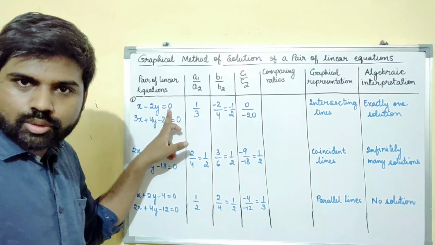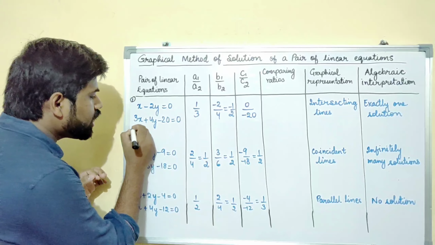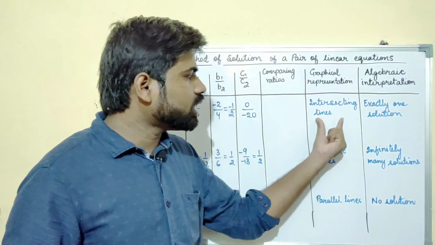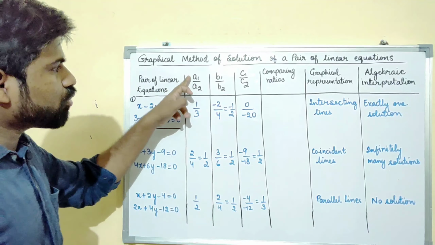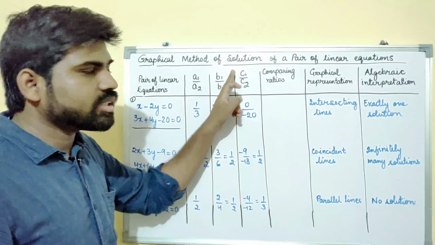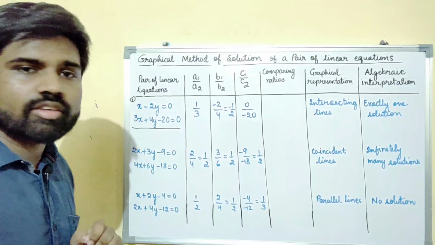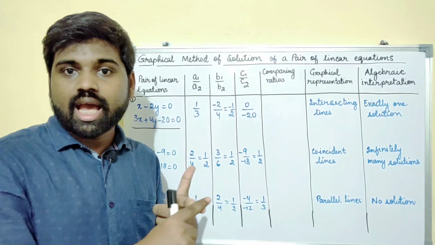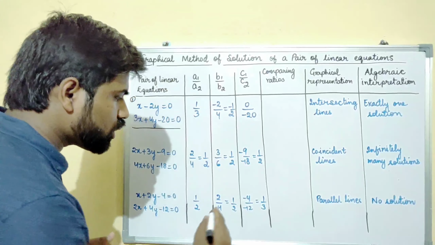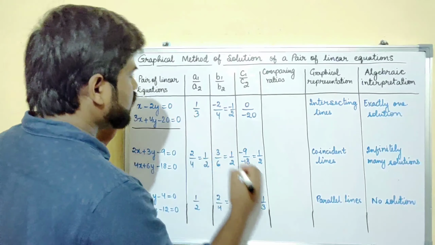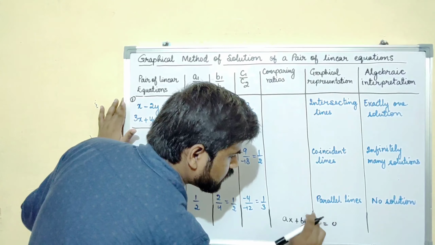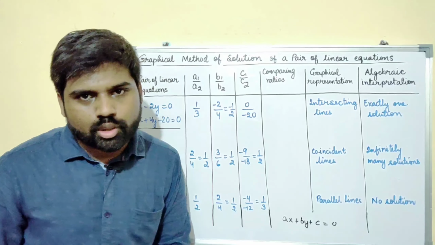Let me reiterate. These are the linear equations from example 1, and when we drew the graph, we got intersecting lines. So let us compare the ratios a1 by a2, b1 by b2 and c1 by c2. See, a1, b1 and c1: a and b are the coefficients of x and y respectively, and c is the constant term. Do you know the standard form? It is ax plus by plus c equals 0. This is the standard form of a linear equation in two variables, right?